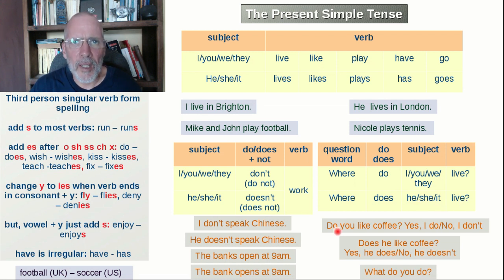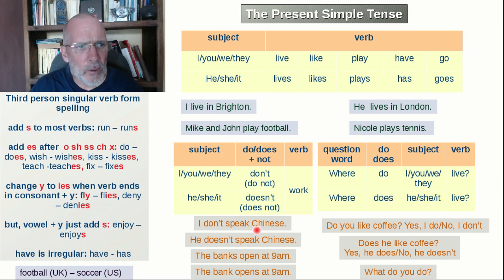Here we have another example of a question. This is a yes or no question. Do you like coffee? And normally in English, when we have yes or no questions, we need to use what we call short answers. And the short answer in this case is like this: yes, I do, or no, I don't. We're actually using the auxiliary verb in the answer. Notice here too, where does he live? We are not using the S form. The same with the negative. The third person singular is represented here with the does.